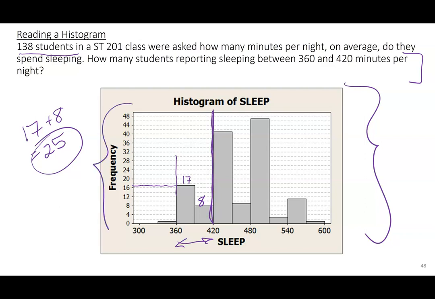So absolutely super important. One of the things that is super useful is to be able to read and line up the frequency axis there. Also, definitely mark 360 and 420. It makes it a lot easier to know where you're looking.